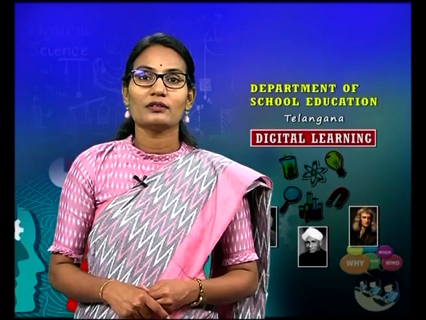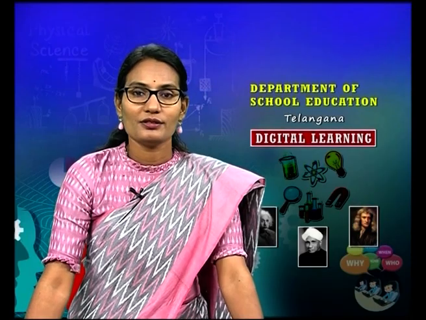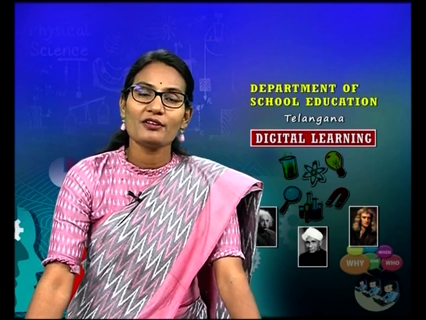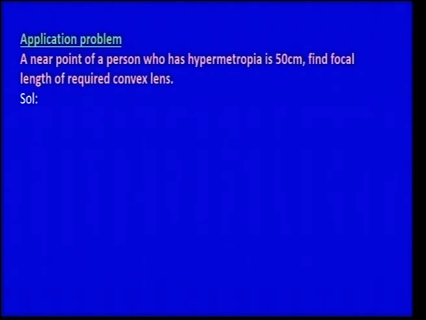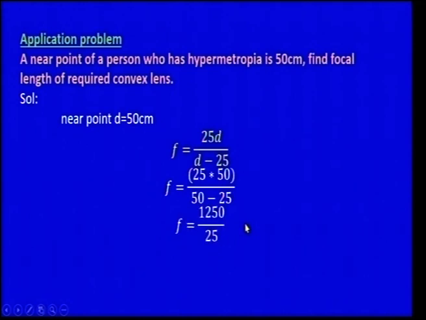Understanding this formula, let's do a small application problem. The near point of a person who has hypermetropia is 50 centimeters. Find the focal length of the required convex lens. Solution: here the near point value is given as 50 centimeters, children. So we have the formula f equal to 25d by d minus 25. Now f equal to 25 into 50 by 50 minus 25. Then the focal length is equal to 1250 by 25.